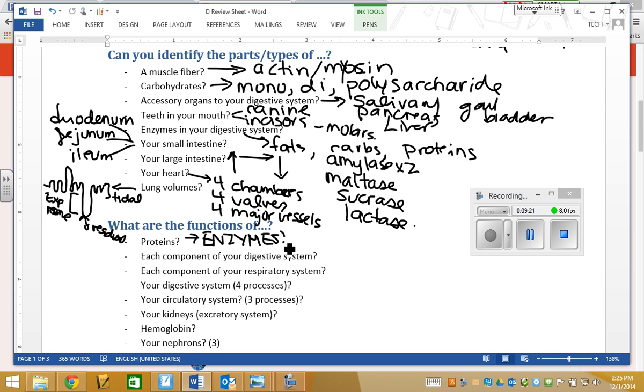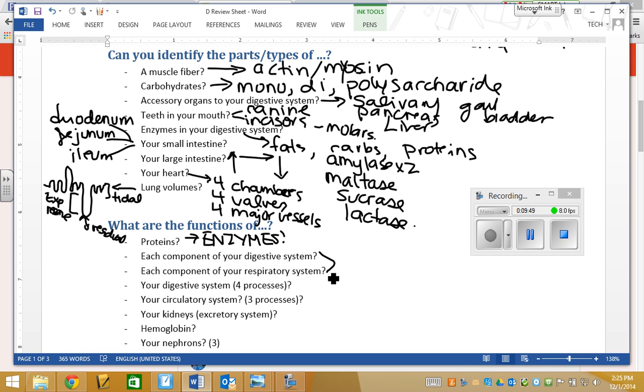Now then you'll notice I'm asking you what are the functions of, and then the components of each of your systems. So I gave everybody on Friday some unlabeled pictures of all of your systems. If you could look at the picture and tell me what the piece's name is and what the piece's function is, you will be able to answer questions in this area.